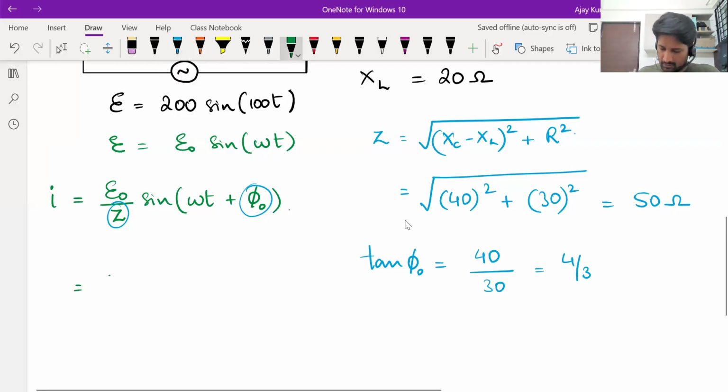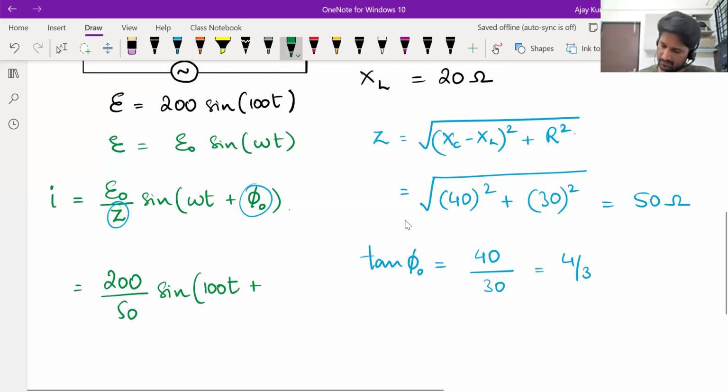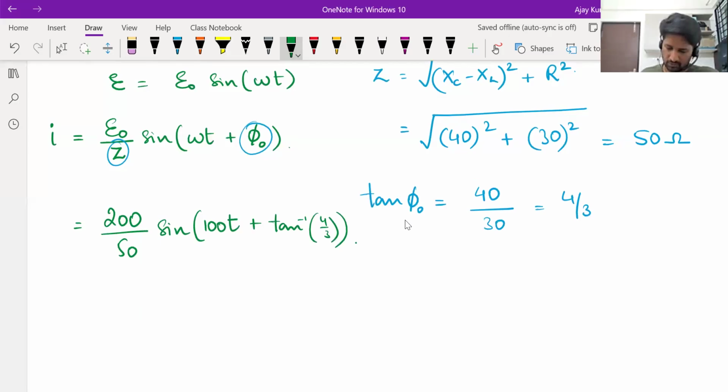So the peak value of EMF is 200, Z is 50. In place of omega, we have 100, so sine 100t plus tan inverse 4 by 3. I'm writing it as 53 degrees, but actually it should be written in radians, so let's keep it as tan inverse 4 by 3 itself. Okay, 200 by 50 is 4. So the current effectively becomes 4 sine 100t plus phi naught. Tan inverse 4 by 3, I'm keeping it as phi naught.